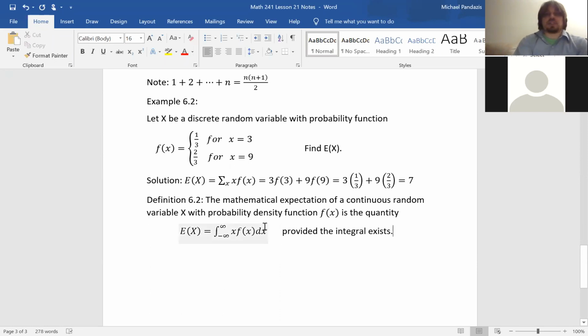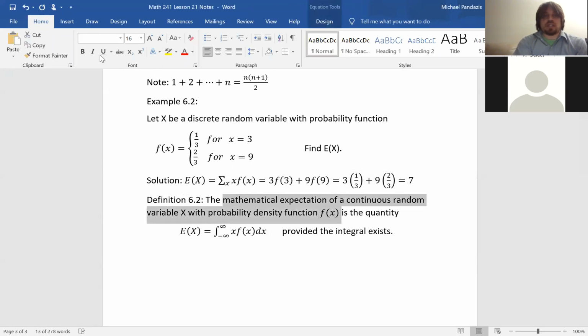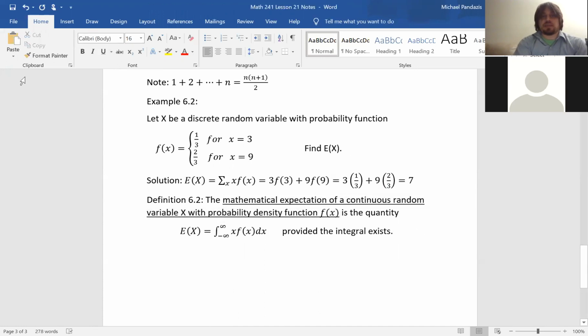Okay, so this is definition 6.2, the mathematical expectation of a continuous random variable X with probability density function f of x. If this integral exists and you find its value as a finite number, that's the mathematical expectation of your continuous random variable capital X. So let's do an example.